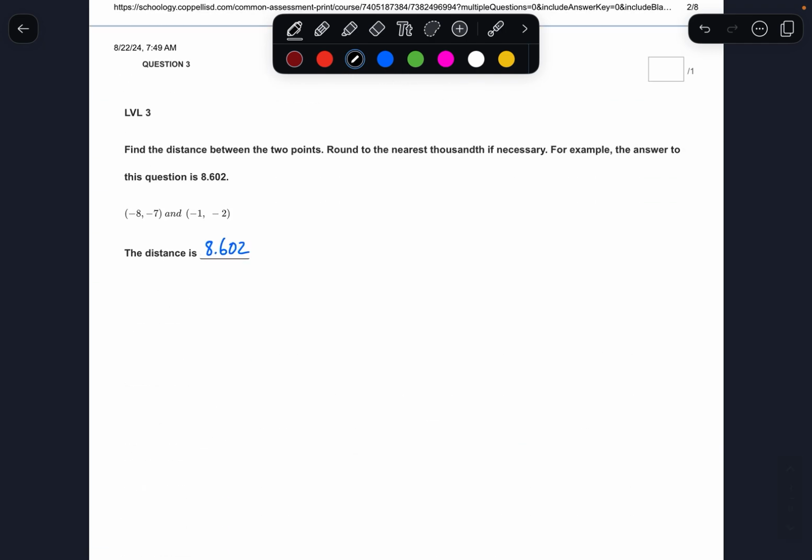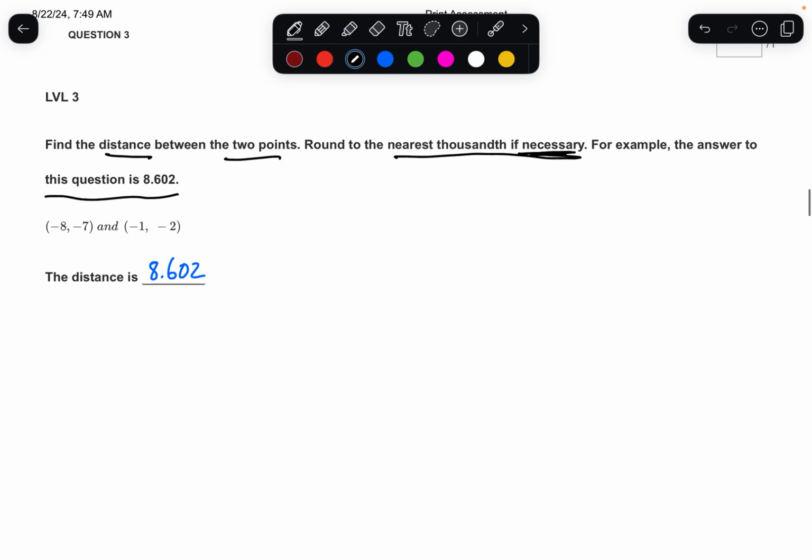Level 3 question, so that would indicate it's a little harder than what we just did. We're finding the distance between the 2 points. Round to the nearest thousandths if necessary. For example, the answer to this question is that. So they gave us the answer in the question, but that doesn't stop us from trying to do it. Remember that the distance is how far apart things are.